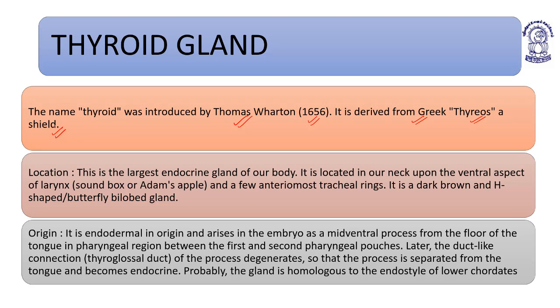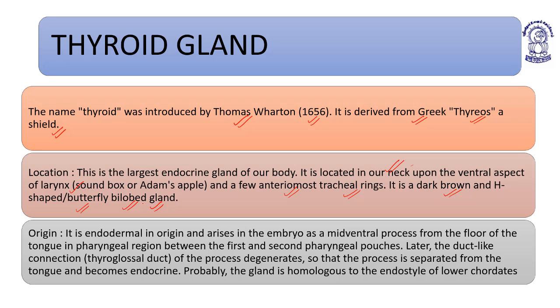Location. This is the largest endocrine gland of our body. It is located in our neck upon the ventral aspect of larynx, sound box or Adam's apple, and a few anterior-most tracheal rings. It is a dark brown, H-shaped or butterfly-shaped bilobed gland. The thyroid gland is bilobed. It is butterfly or H-shaped.